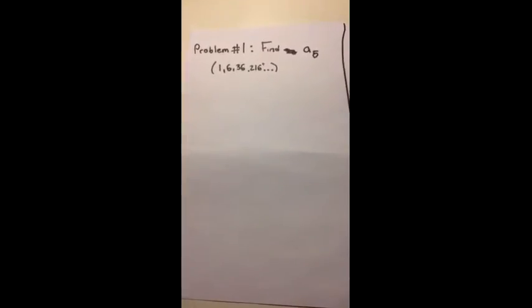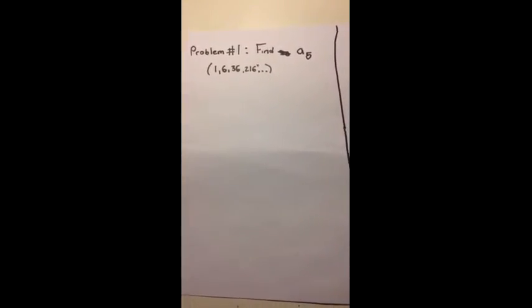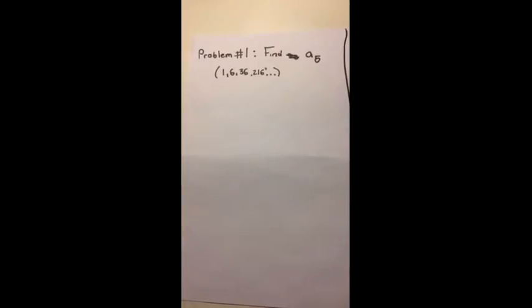Alright, so let's apply what we have just learned into our first problem to find a sub 5 in our sequence. So we're presented with the first term, 1, the second term, 6, the third term, 36, and the fourth, 216. So when they say find a sub 5, we want to find the next term after 216. Before we use our formula to solve for a sub 5, we're going to have to find the common ratio that the sequence increases by. As we can see, 1 turns to 6, 6 turns to 36, and 36 turns into 216.